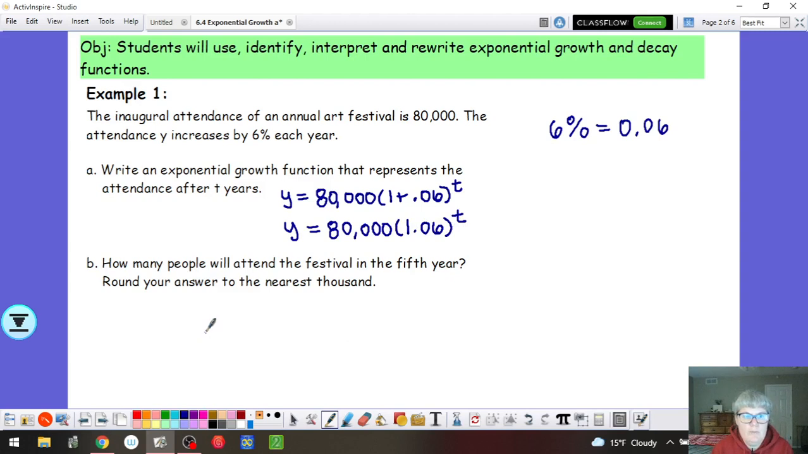So when we look at part B, how many people will attend the festival in the 5th year? Round your answer to the nearest 1,000. So in our calculators, we can actually enter, just as I'm writing here, 80,000 times 1.06, but we'll change that t to a 5 for 5 years. And as I mentioned, you can enter this in the calculator just as it is written.